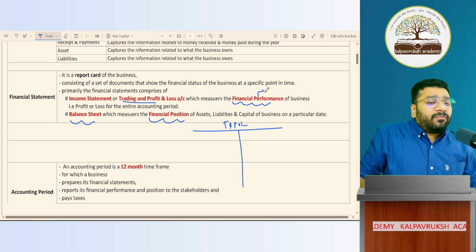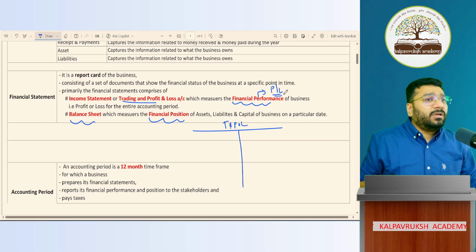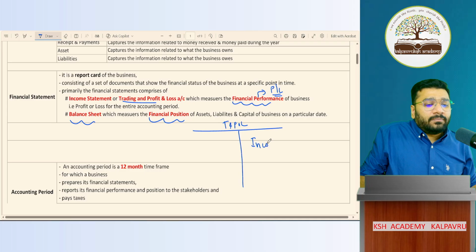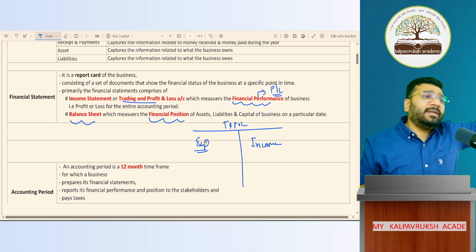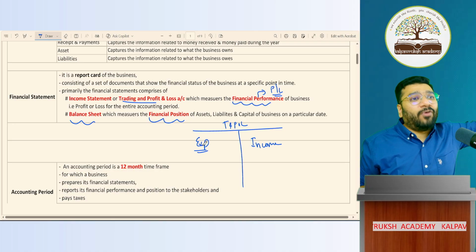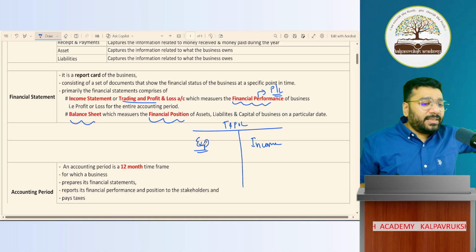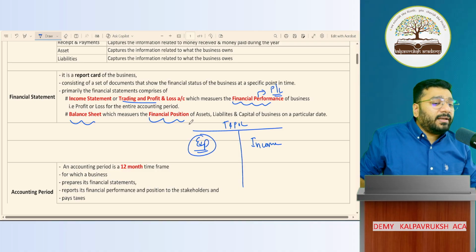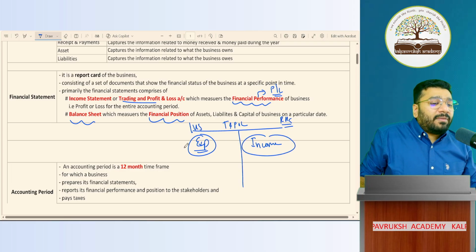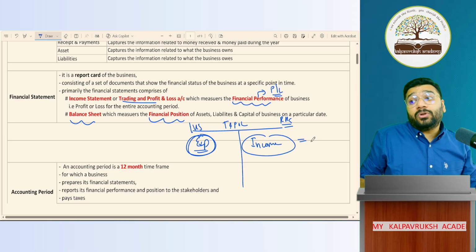Financial performance means to know the profit and loss of the business. To know that, I need to know only two things: one is income, second is expenditure. Sir, you wrote expenditure first, then income. You're right, but this is a format that we cannot change. In upcoming classes, I'll explain why we have expenses on the left hand side and income on the right hand side. From income, if I minus expenditure, I will get profit. If income is more than expenditure, profit. If expense is more than income, loss.